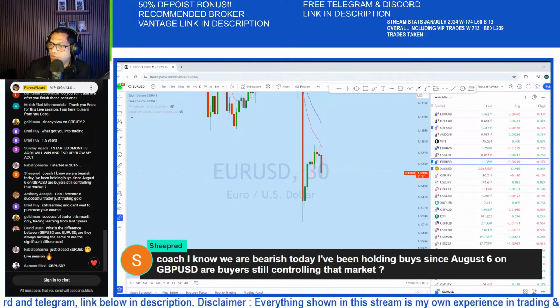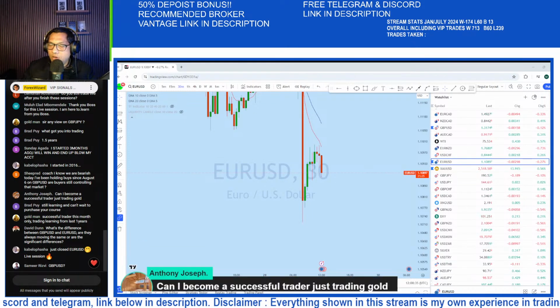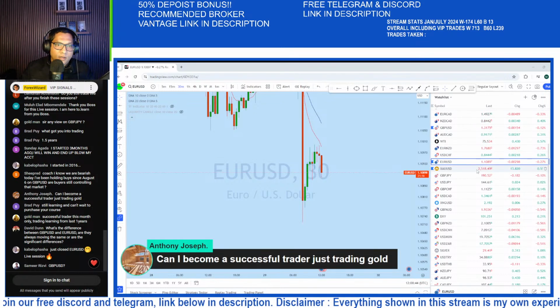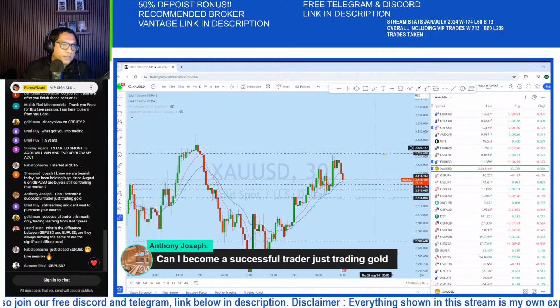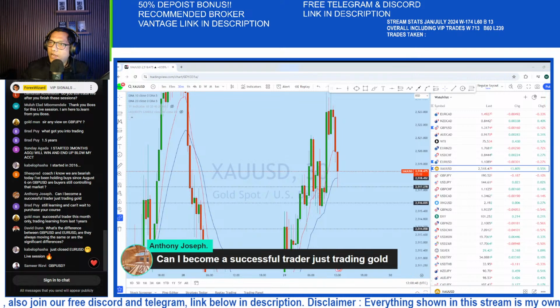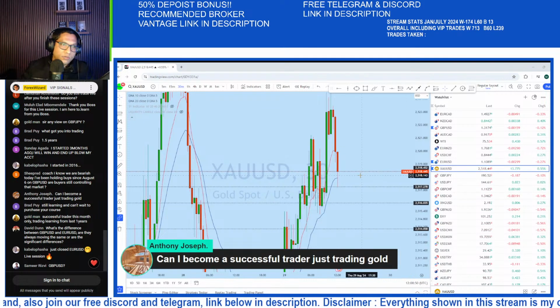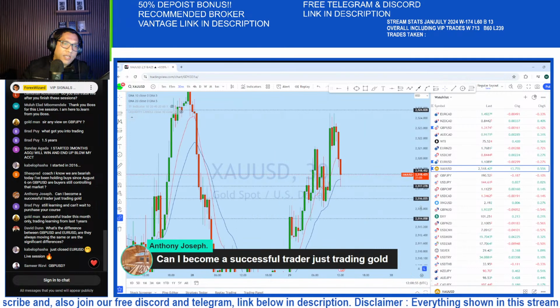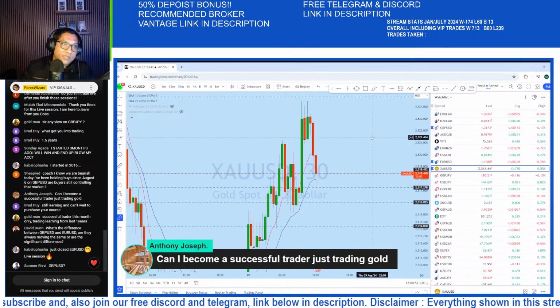Can I become a successful trader just trading gold? Why not? Sometimes it becomes more successful trading gold. It's very volatile if you know how to do that. In fact, day trading and scalping on gold is very good if you have the right strategy, guys. I'm telling you, gold is very volatile and risky to trade.